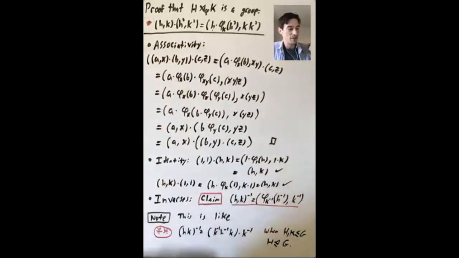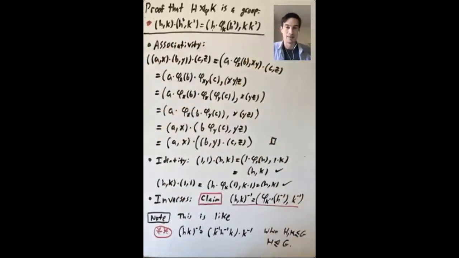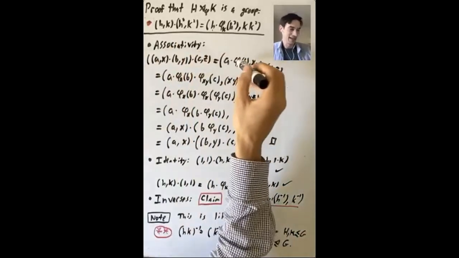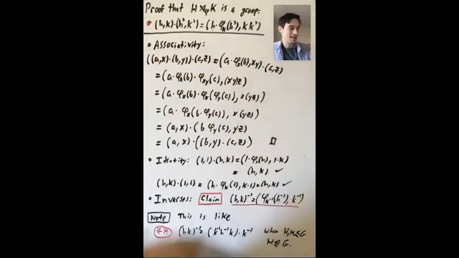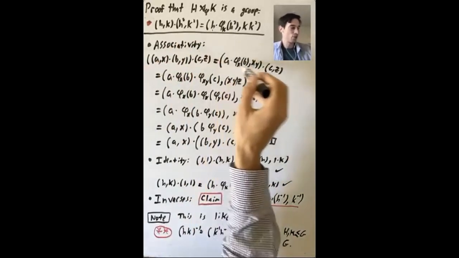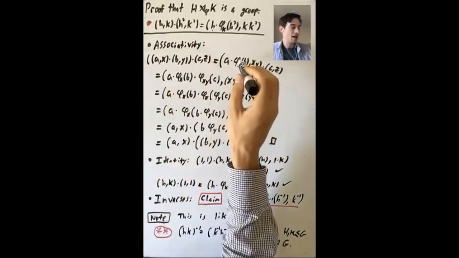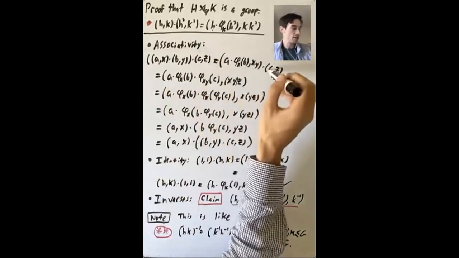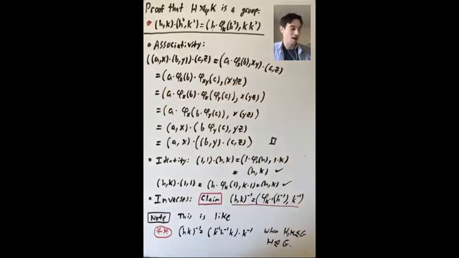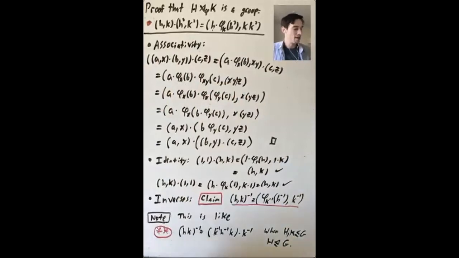So what is ax times by? Well, it's (a times phi_x applied to b, xy). And we haven't multiplied by cz yet. So let's take (a times phi_x(b), xy) and multiply by cz. Well, that's the first coordinate here, a phi_x(b), times phi of this element of K, phi_xy, applied to the first element here, c, comma xy times z.